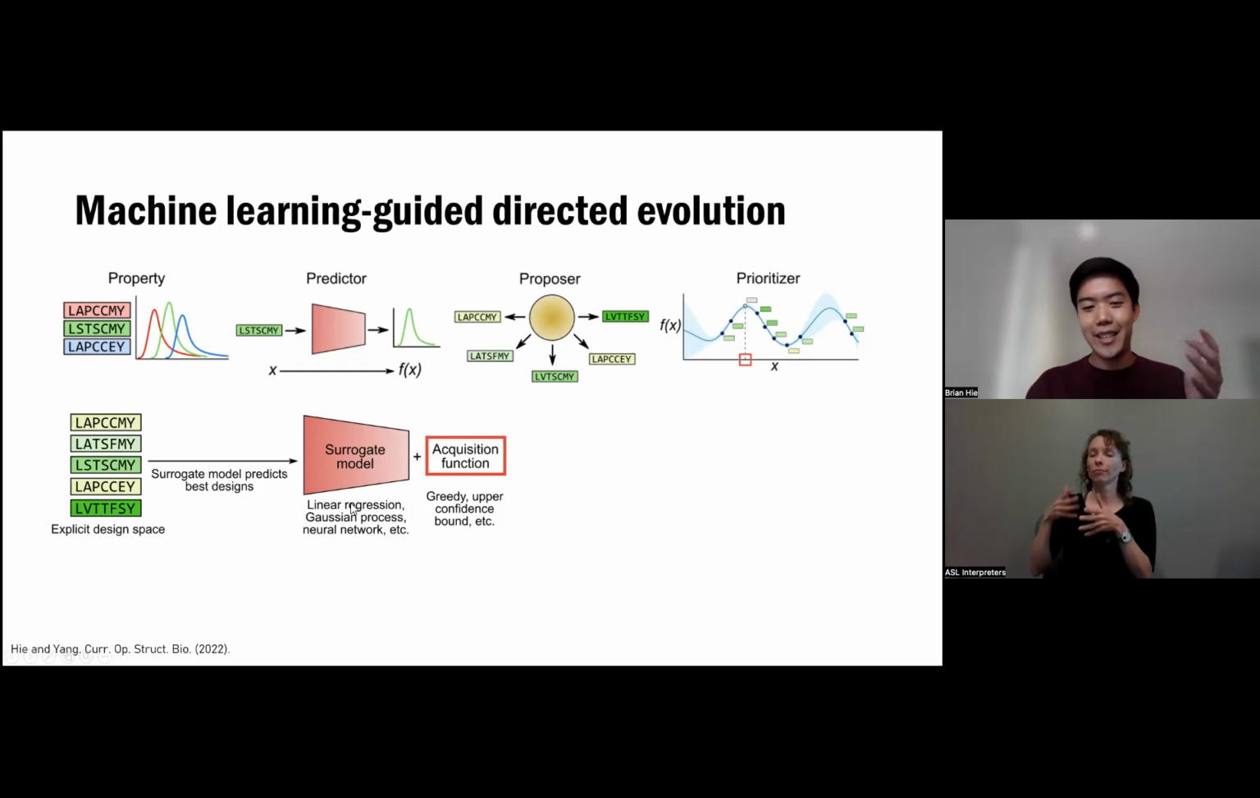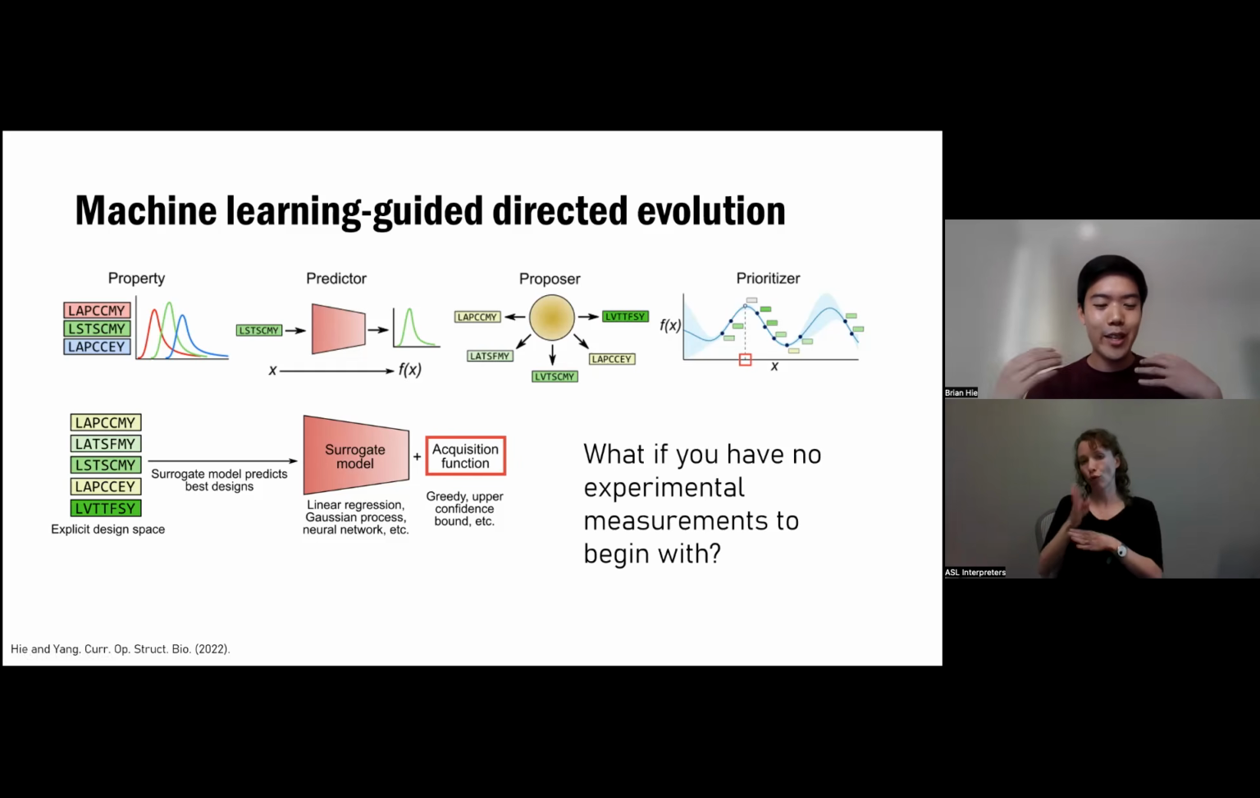So this project was in part motivated by friends that come to me and ask, I want to evolve this protein of interest. Are there any ways that I can do this? And oftentimes, unless you're studying some of the very well studied proteins, you won't actually have a lot of, or any, task specific training data at all with which to train this surrogate model.